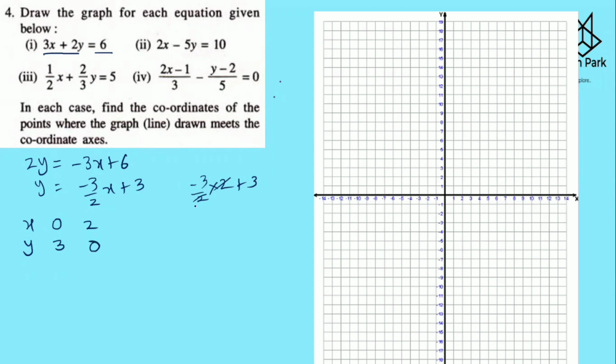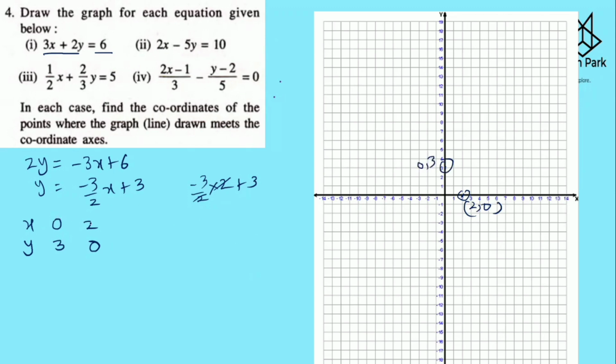And here itself, we understand that the line will meet the x-axis. It will meet the x-axis at 2, 0. So this is the point which is 2, 0, where the line is going to meet x-axis. And it will meet y-axis at 0, 3. X is 0, y is 3. So here it meets y-axis at 0, 3.